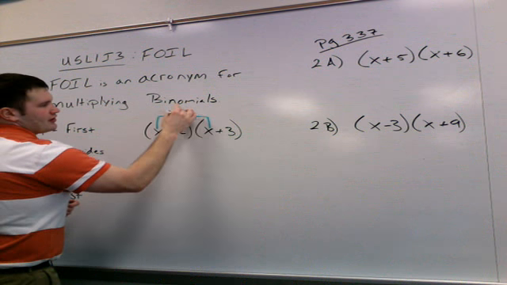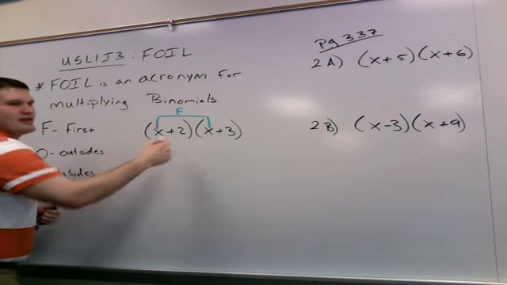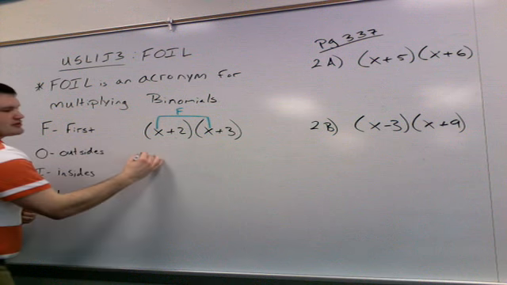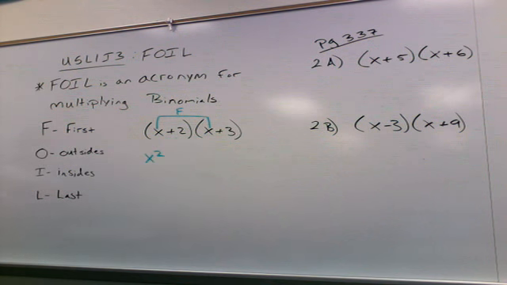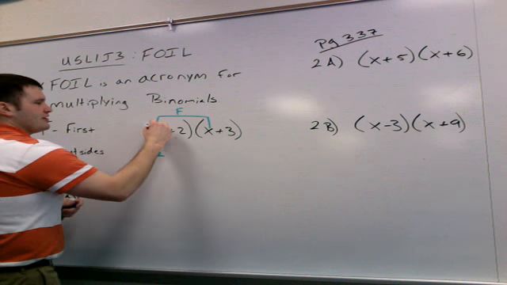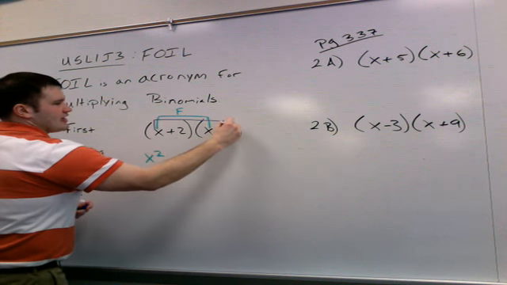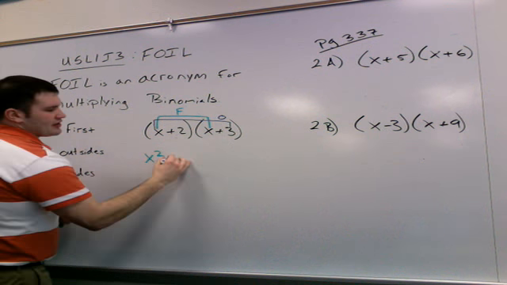The x's. They're the firsts. First times first, x times x gives me what? X squared. Outsides are which two? Which ones are on the outside? X and 3. So outside is x and 3. What's x times 3? 3x.